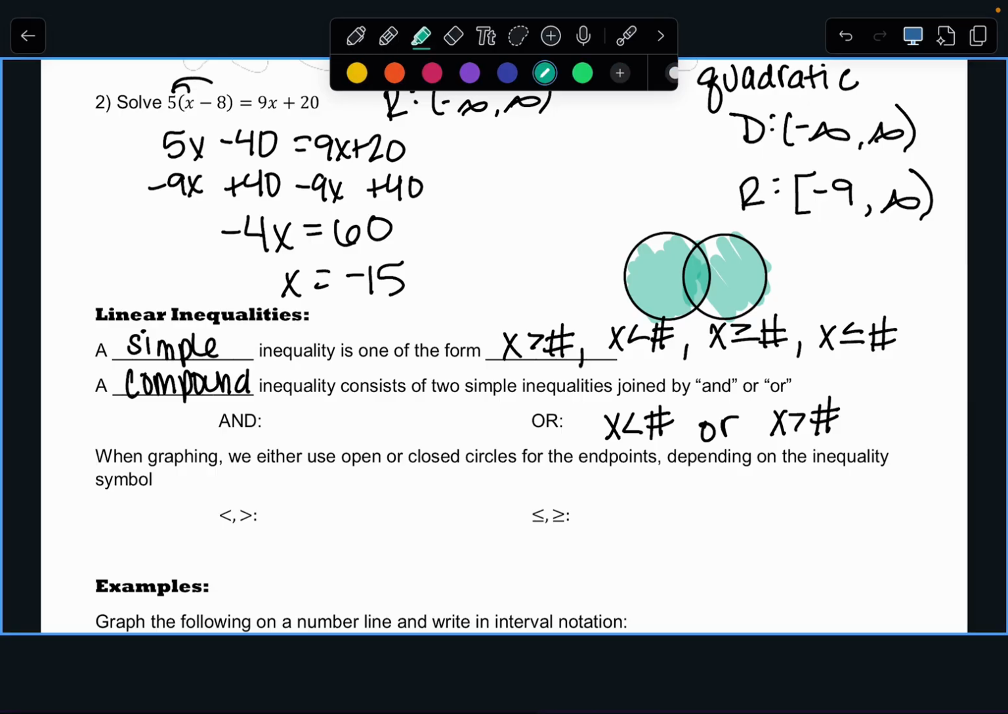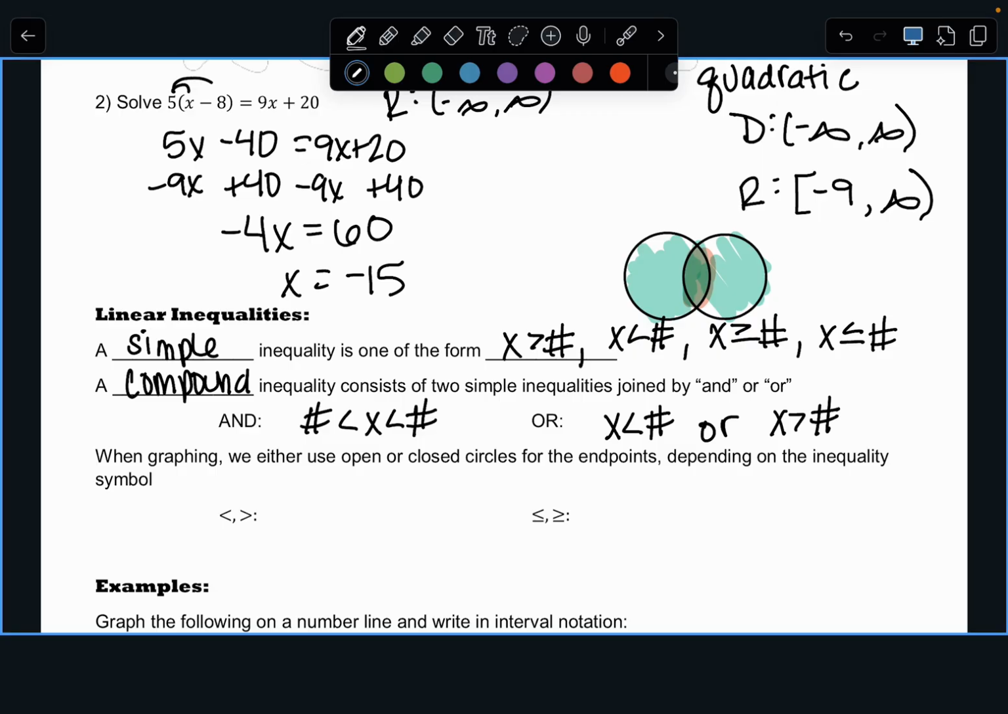For and, it's a little bit different. What piece of this diagram would we shade in for and? Just the middle. Okay. For and, both pieces have to be true. This inequality has to be true, and this inequality. And for that reason, we don't write two separate inequalities. We combine them into one, where we have two symbols with one variable.